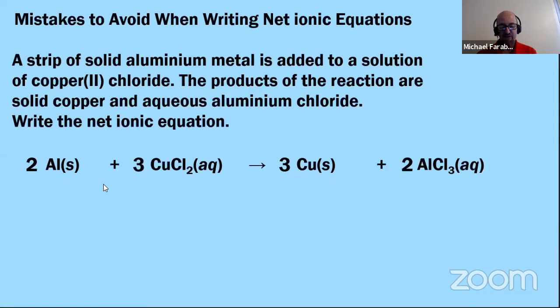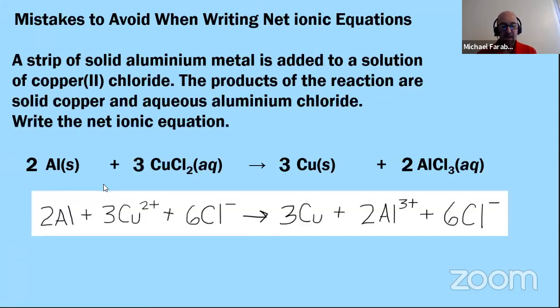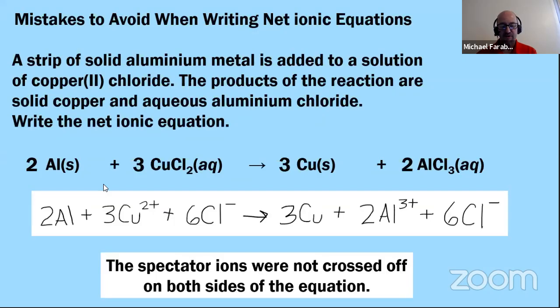Here's another mistake that a student made. They have written everything correctly in terms of what should be remaining together and what should be broken up, but they forgot to cross off the spectator ions on both sides of the equation. So again, watch out for that mistake.